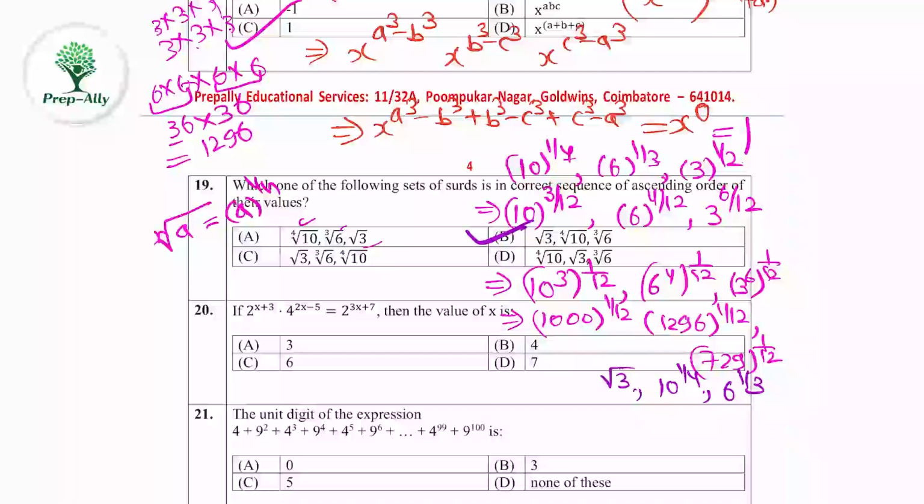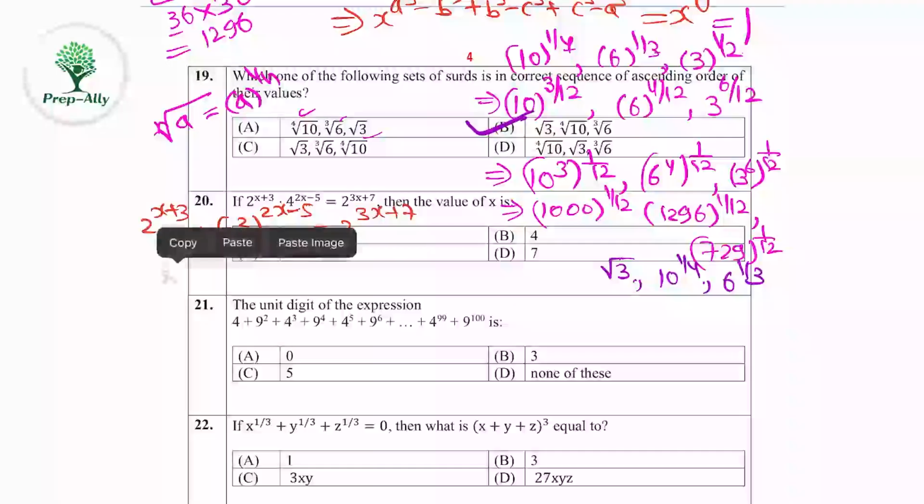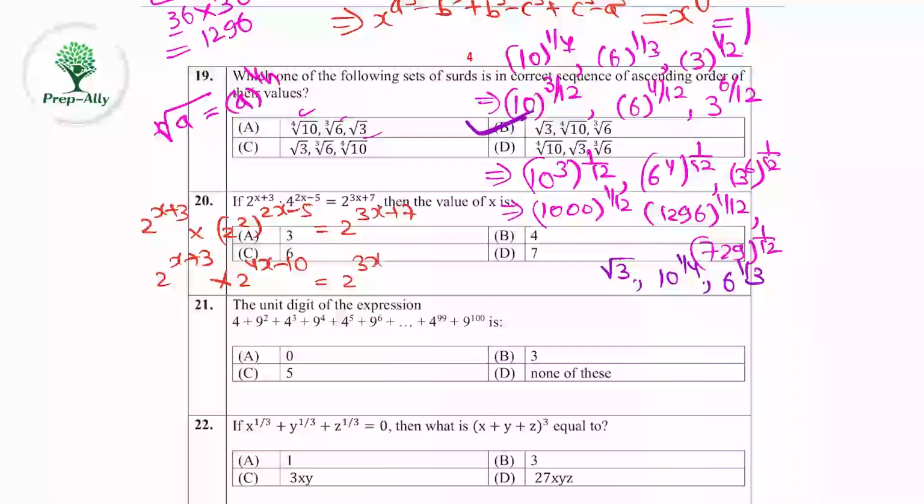Now question number 20. Here we have 2 raised to power x plus 3, 4 raised to the power 2x minus 5, and 2 raised to power 3x plus 7. We can write 4 as 2 raised to power 2, so 2 raised to power 2 into 2x minus 5. Simplifying, 2 raised to power x plus 3 multiplied by 2 raised to power 4x minus 10 is equal to 2 raised to power 3x plus 7.